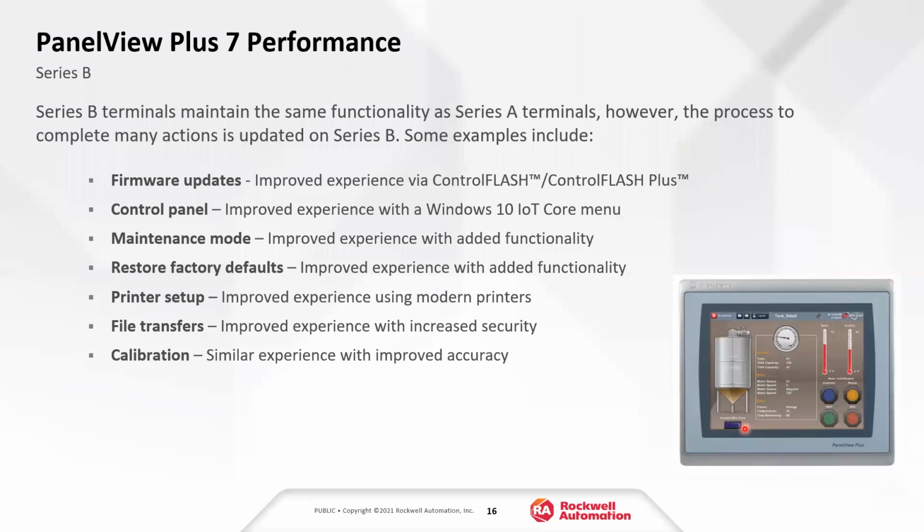All right, so this is just talking about some of the things we mentioned before. Improved firmware updates with the control flash capability, an improved control panel experience, maintenance mode, and easier restore to factory defaults. I'd like to see how that works, because if you ever had to do the factory reset on the PanelView 6, it was always a tricky experience. Better printer support, file transfers, and calibrations. So just some of the things to look forward to in the Series B.